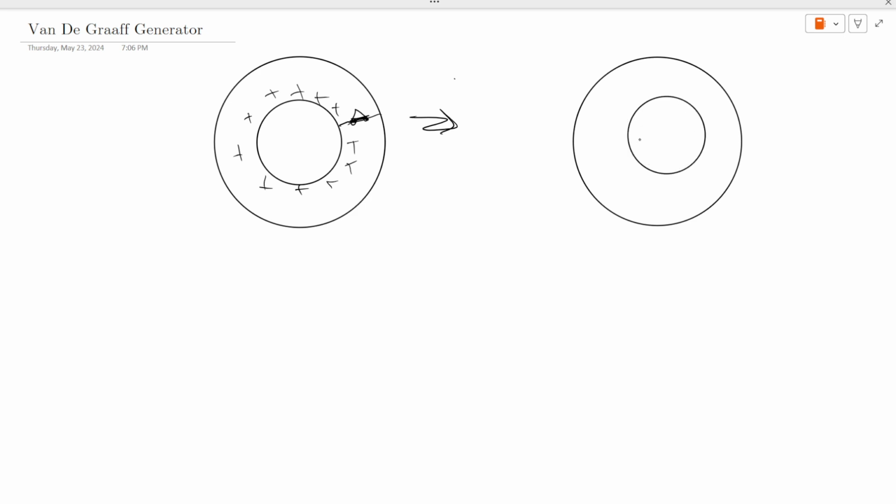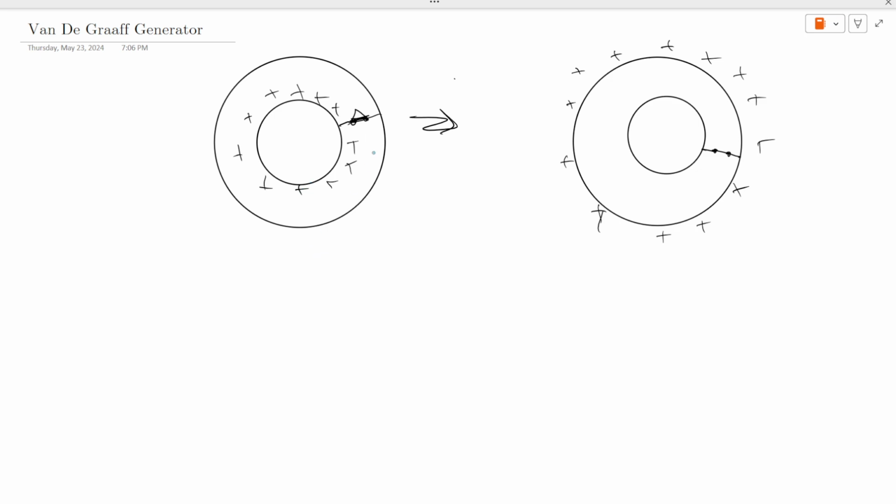Now, the question arises, why does that happen? Why is it so that all the charges come up to the outer surface from the inner surface? There must be a reason, right? So, the way I would like to explain it to you is by the method of potential. So, we are going to compare the potentials of these two shells.